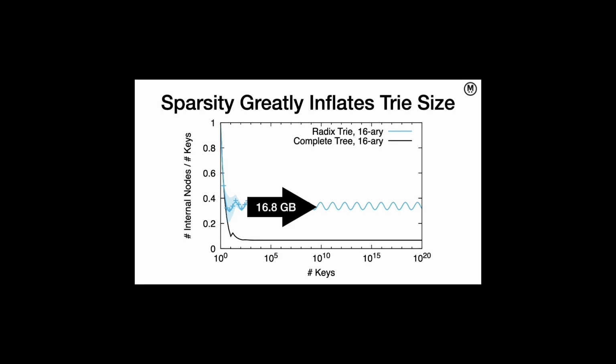And let's put some numbers into perspective. In the previous example where we studied the case of 1.5 billion key-value pairs, the current size of the Ethereum blockchain, now if you consider sparsity, MPT takes 16.8 gigabytes, which is much, much worse than the previous estimation.